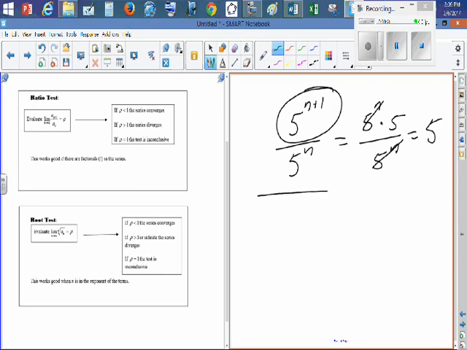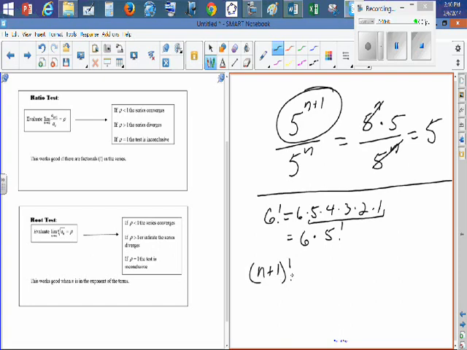There's another thing we need to realize too algebraically. If I have 6 factorial, that's 6 times 5 times 4 times 3 times 2 times 1. Or we could say it's 6 times 5 factorial, right? Because this right here represents 5 factorial. Well, if I have n plus 1 factorial, I can think about it the same way I did here.